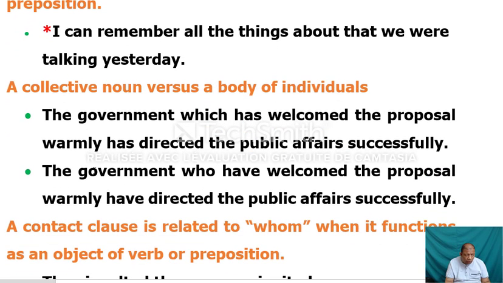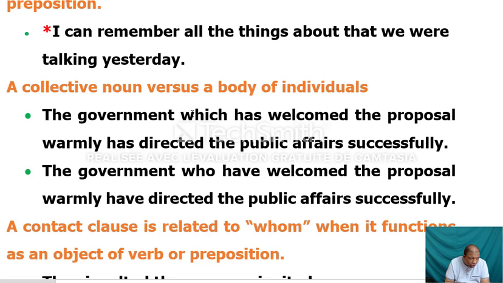Number two, a collective noun versus a body of individuals. There are certain nouns, for example, the government, the family, and many others. Either you consider the government as one, or you consider the members that belong to that government. You see? So here it depends. The government, which? So which here refers to the government as a collective noun, which has welcomed the proposal warmly, has directed the public affairs successfully. So here we don't put a comma first of all, because the government, we don't know which government we are talking about, and therefore the second one we are going to put who.